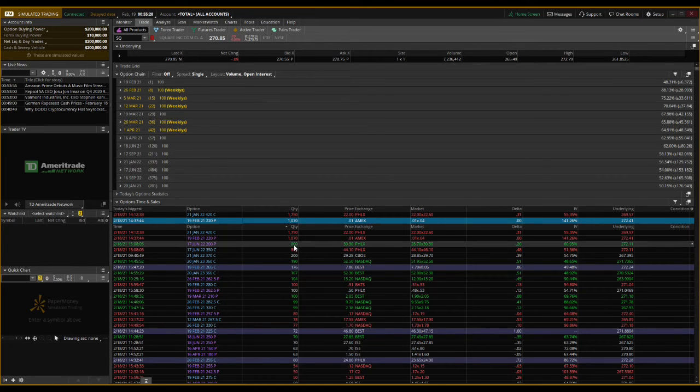Usually if you see them in green, that means that they were bought at the ask price. This is the bid, this is the ask. So the bid is 28.70, the ask is 30.30. They bought 800 of those puts at 30.30, which is the ask, which means they bought them. That's pretty much what that means. Somebody is long those puts.